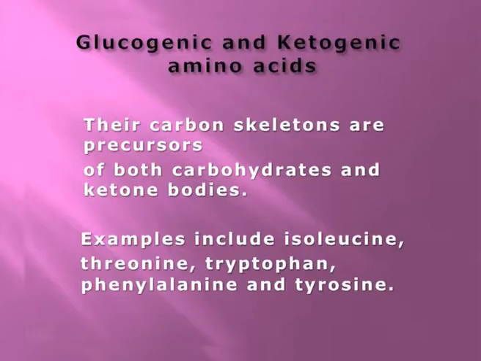The last group includes glucogenic and ketogenic amino acids. As the name suggests, these amino acids can be converted to both carbohydrates and ketone bodies. Important examples include the aromatic amino acids tyrosine, tryptophan and phenylalanine and also isoleucine and threonine.